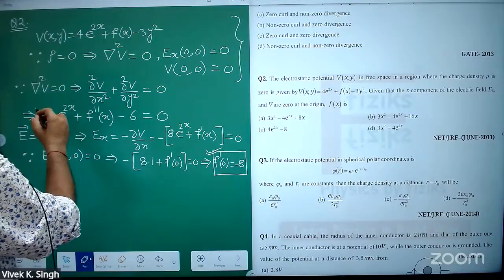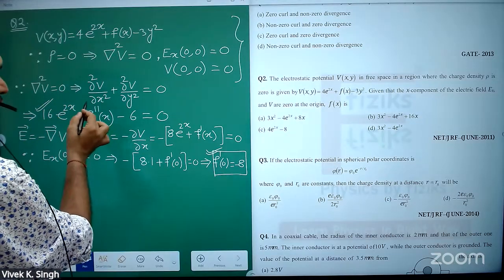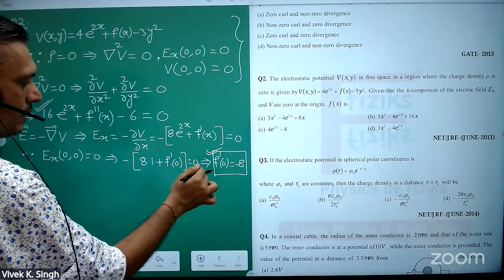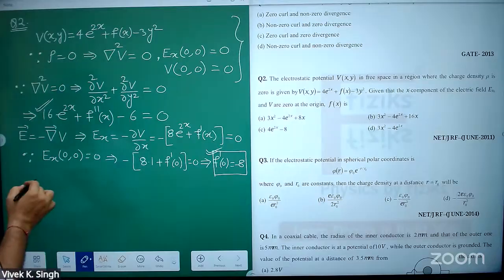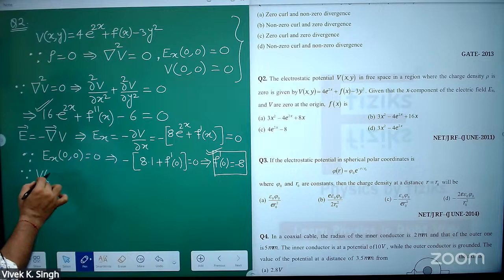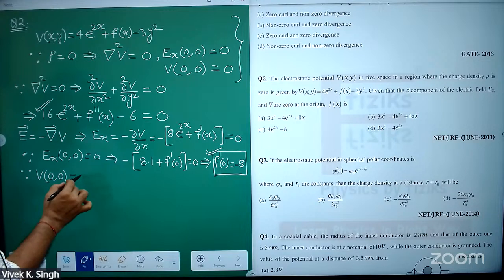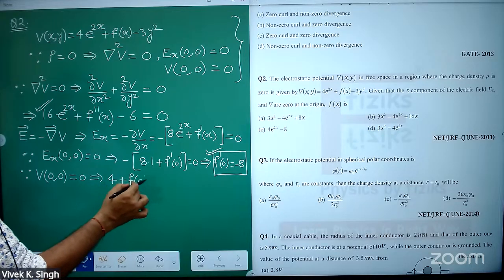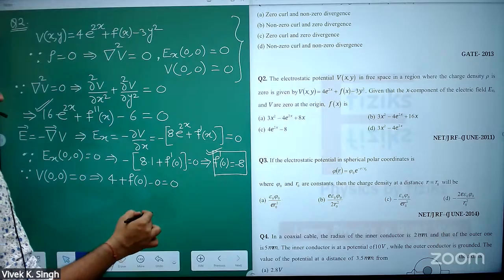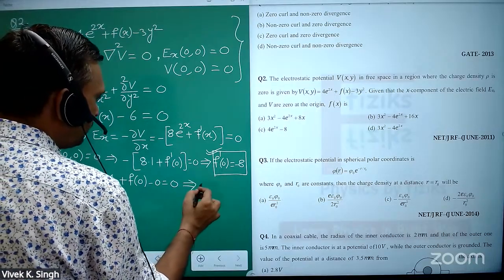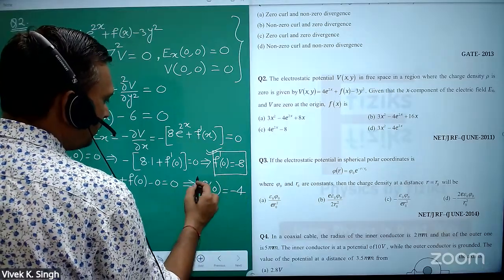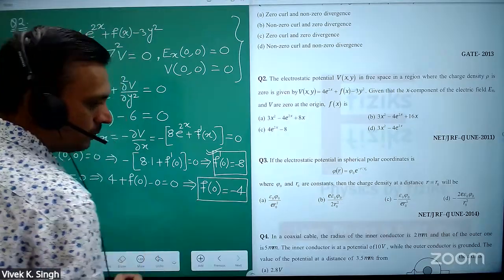Because we have to solve this differential equation, and if you solve it, you have two things to find: values of f dash and values of f0 also. Now since potential is also 0, this will give you 4 plus F0 minus 0 is 0. So F0 is minus 4. This is the value of F0.